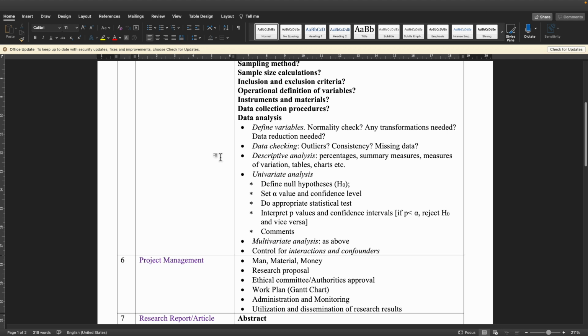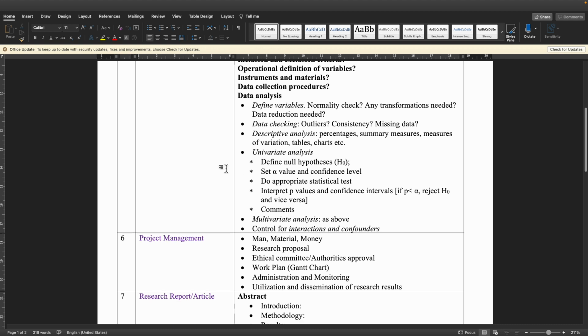Is data reduction needed? Data checking. Check for mistakes or errors, any outliers, inconsistencies, or missing data. Proceed with descriptive analysis, such as percentages, summary measures, measures of variations, use of tables and charts, etc. Univariate analysis. Define null hypothesis, set alpha value and confidence level, do appropriate statistical tests, and interpret p-values and confidence intervals and clinical significance. Next, consider proceeding with multivariate analysis. Have measures to control for interactions and confounders.